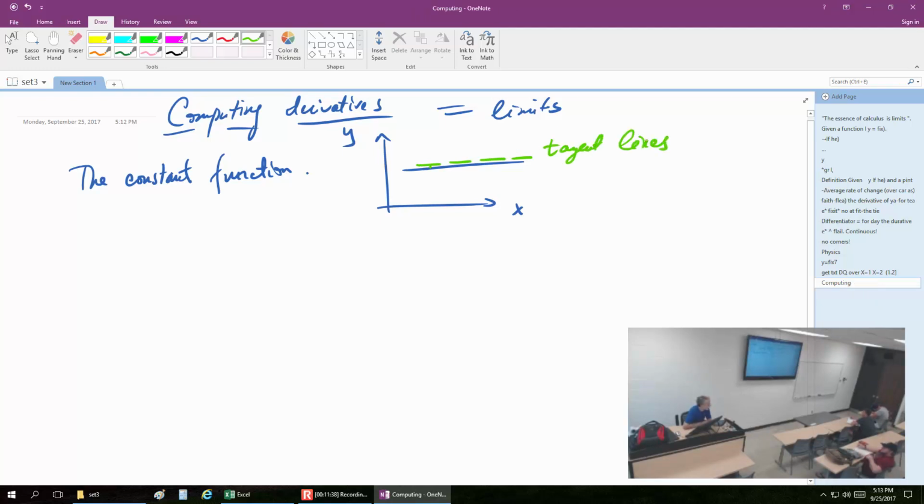There is no doubt what those lines are. The tangent lines are the curve, the line itself. Okay, so the slopes are then, what are the slopes? 0. Okay, so that's the answer.